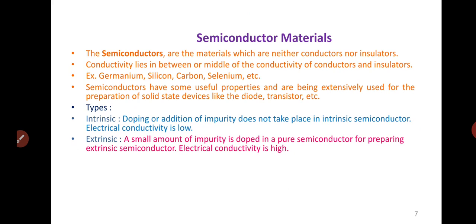Second type of the semiconductor is extrinsic type of semiconductor. Extrinsic type of semiconductor means a small amount of impurity is doped in a pure semiconductor for preparing this extrinsic semiconductor. So the electrical conductivity is increased because of the doping in the pure semiconductors.